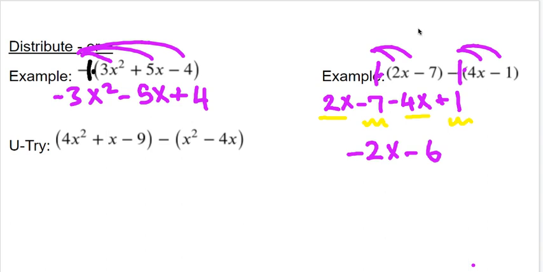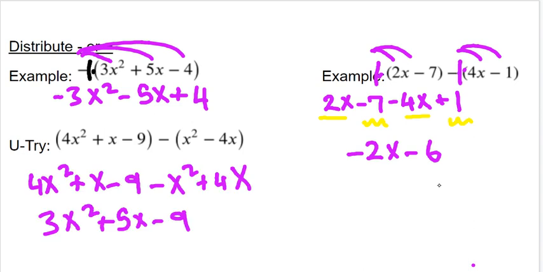Please pause the video at this point to complete the U-try. Here's the answer for the U-try.